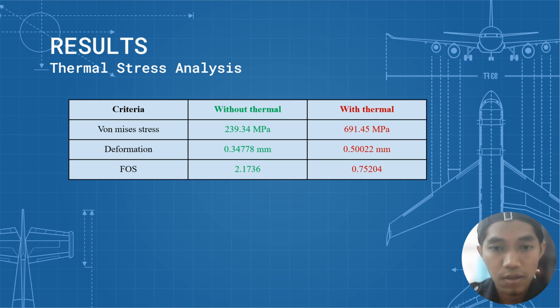Consequently, the bracket operates at a stress level where yielding or permanent deformation becomes likely, posing a heightened risk of failure. This situation underscores the necessity of accurately accounting for thermal effects in engineering design to ensure structural reliability.